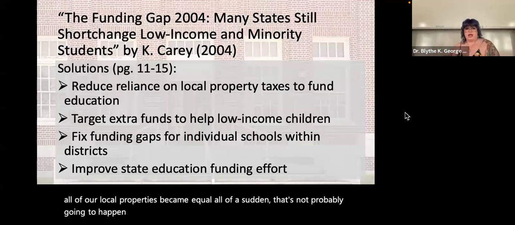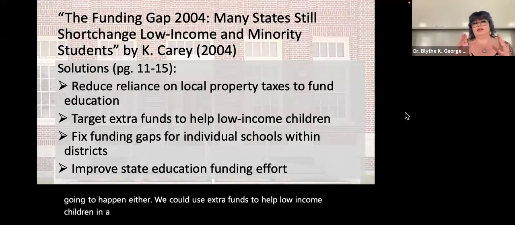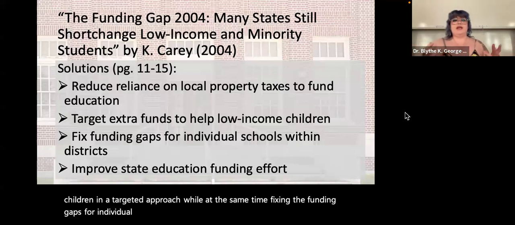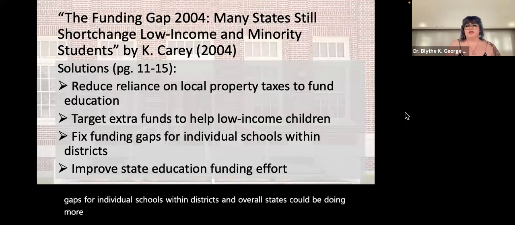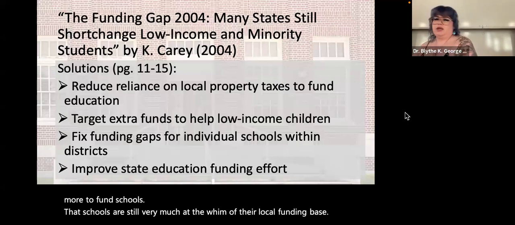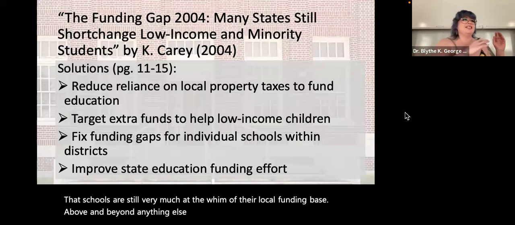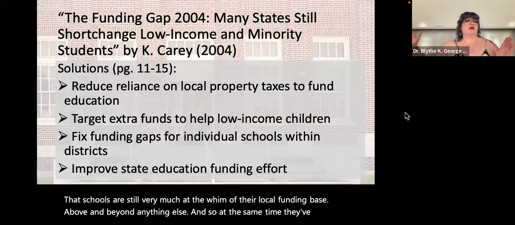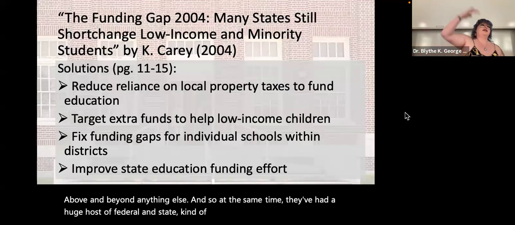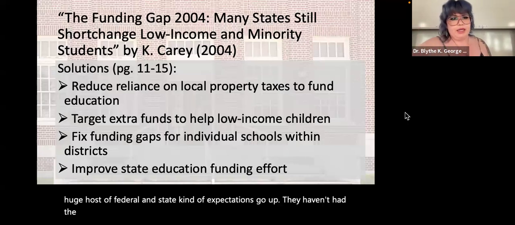We could use extra funds to help low-income children in a targeted approach, while at the same time fixing the funding gaps for individual schools within districts. And overall, states could be doing more to fund schools. Schools are still very much at the whim of their local funding base, above and beyond anything else. And so at the same time, they've had a huge host of federal and state expectations go up. They haven't had the corresponding supports.